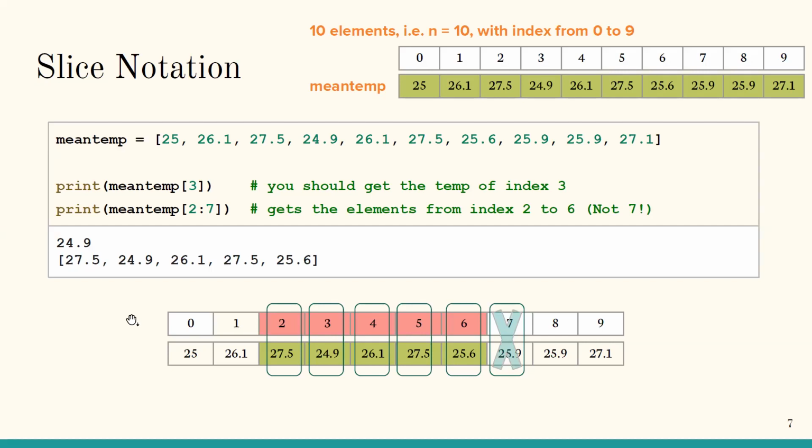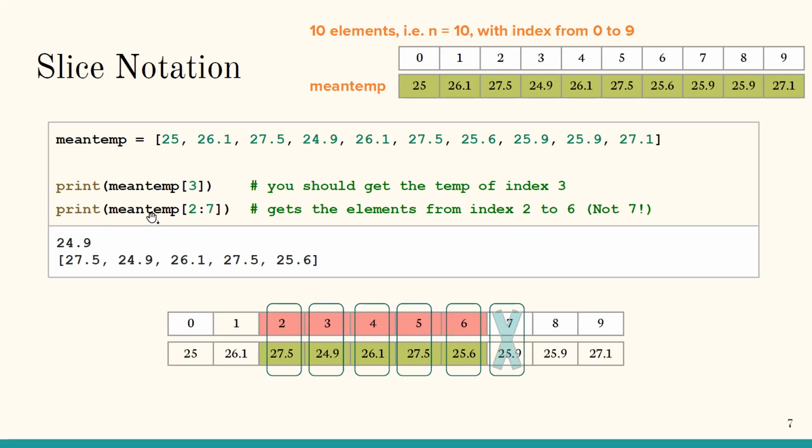Okay. So next is how you can retrieve more than one value. How do you do it? So you have a mean temperature list here with 10 values, the same list. And you print. So index 3 is which number? Here, 0, 1, 2, 3, 24.9. That's why you're printing this. So whenever you put 3 in your index, it means it's the 4th number, right? Index 3 is the 4th number.